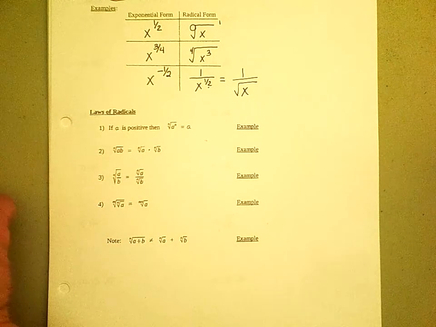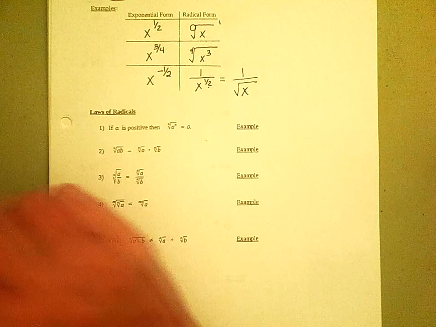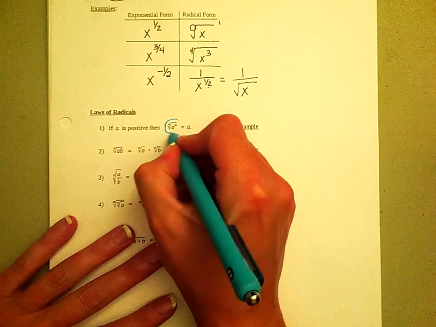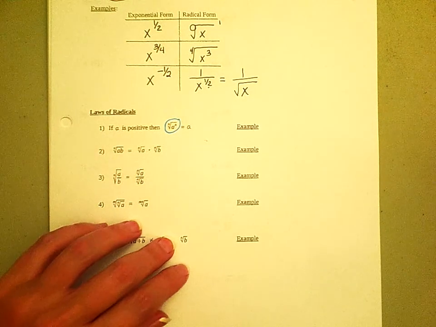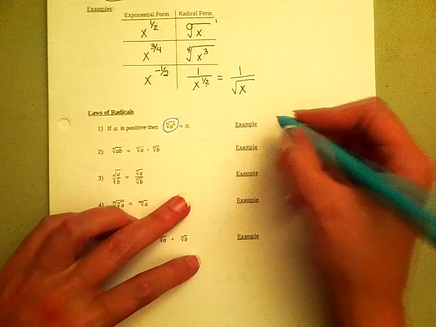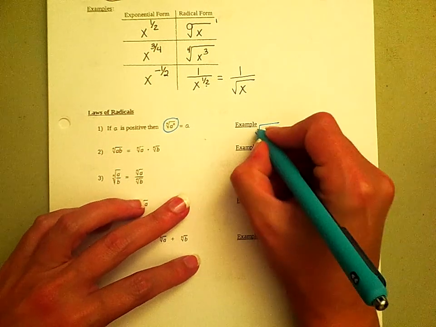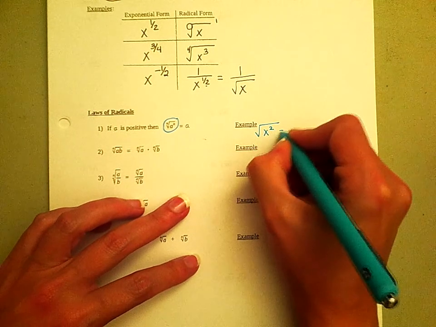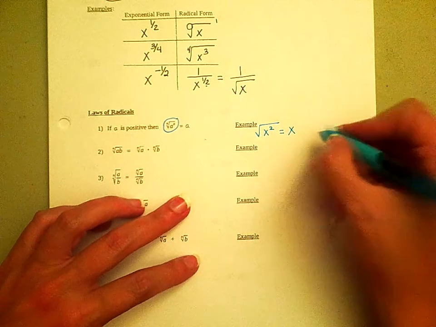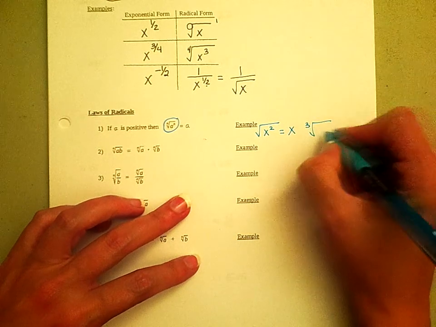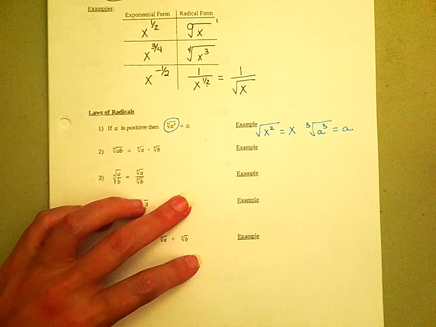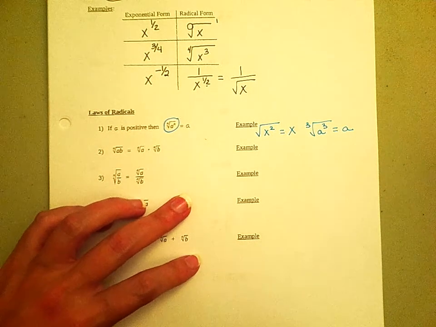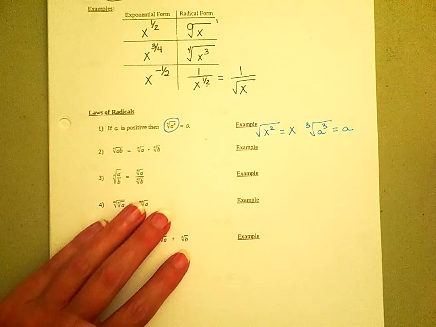Okay. So, for example, what this one is saying, the nth root of some base raised to the same power n will just be a. So, for example, the square root of x squared will just be x. The cube root of a cubed will just be a. Okay. That is, they are inverses, and they will undo each other.